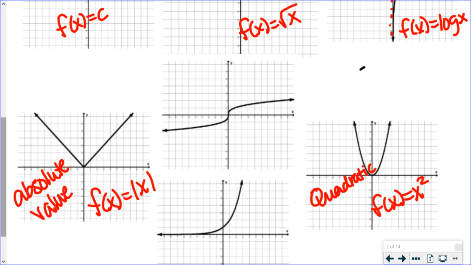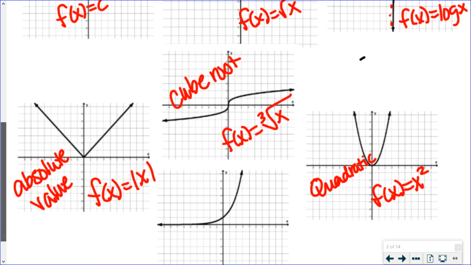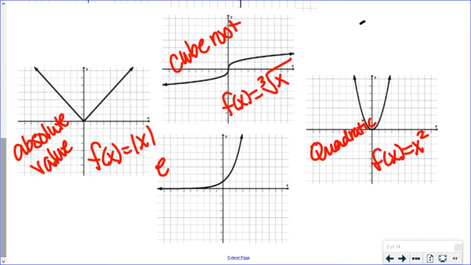Up top, this is a cubic on its side, so it's the cube root function. So f of x is equal to the cube root of x. And underneath that is the exponential function. And this also has an asymptote, y equals 0. And this is f of x is equal to 2 to the x. Be able to match the graph to the name to the equation.